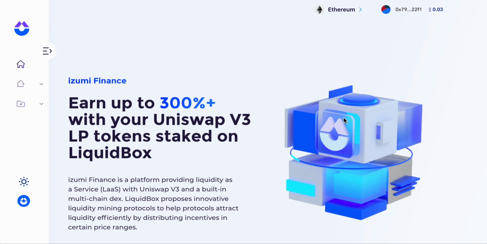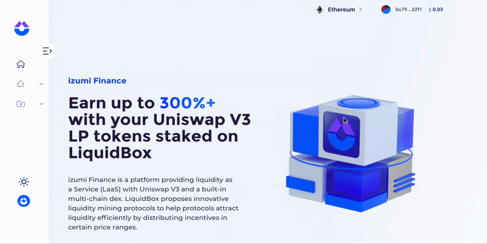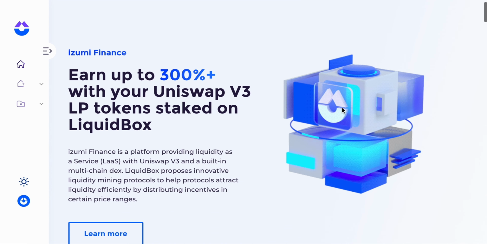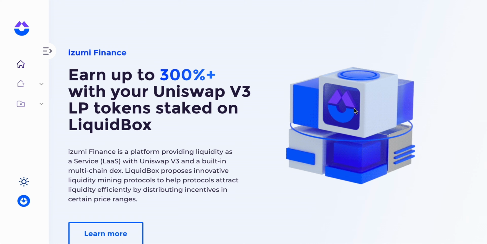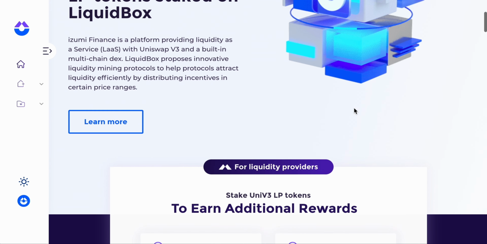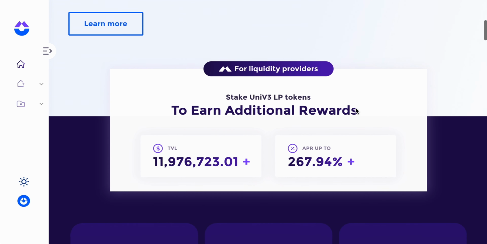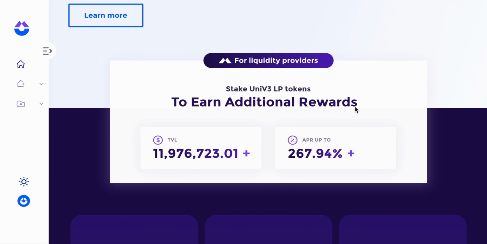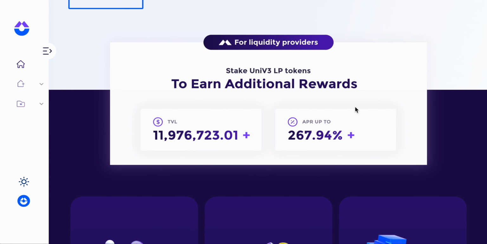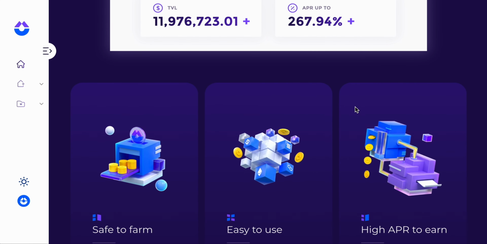We are the first protocol to support programmable liquidity mining and extend concentrated liquidity service for multi-chains. In this video, I want to tell you some about Izumi Finance, how our protocols work, and what problems we have solved. So let's get started.